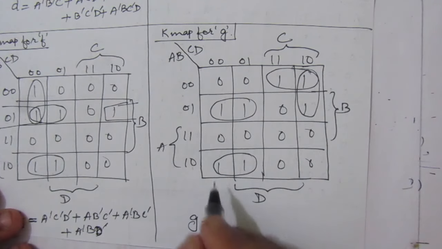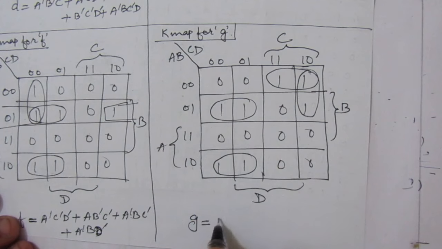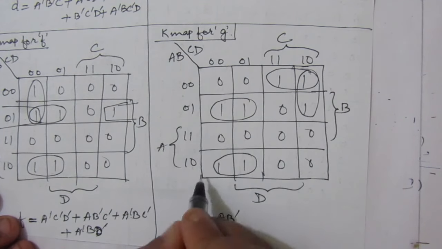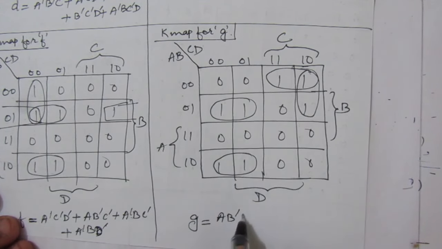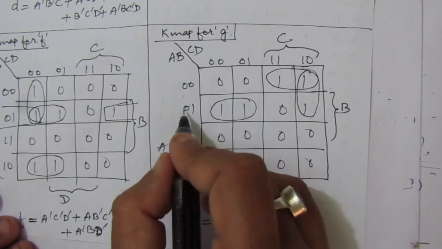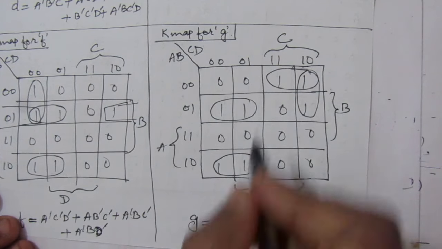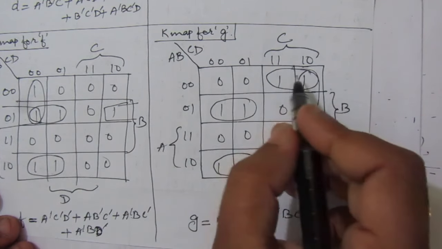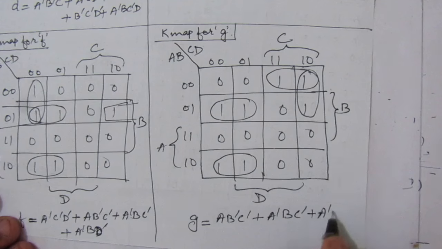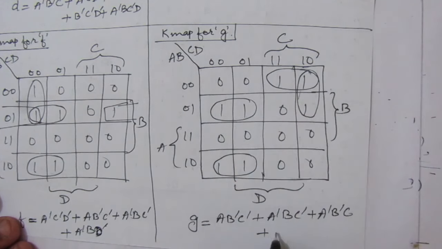Now let us write down. So this combination will be A, B bar, C bar. Plus, it will be A bar B, C bar. Plus, from this combination we will get A bar, C. Plus from this combination we will get A bar C D bar.